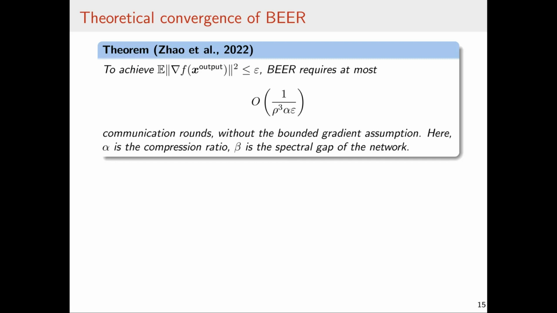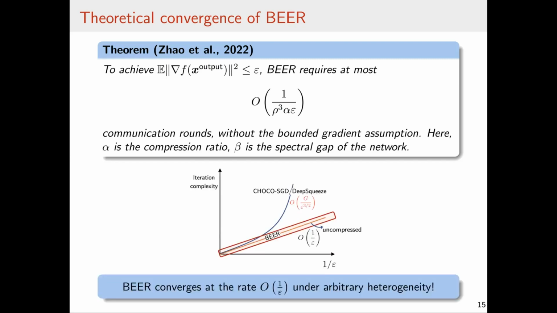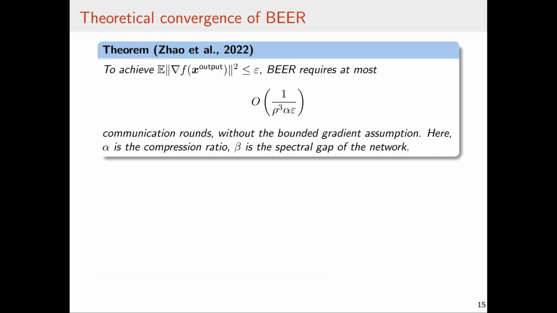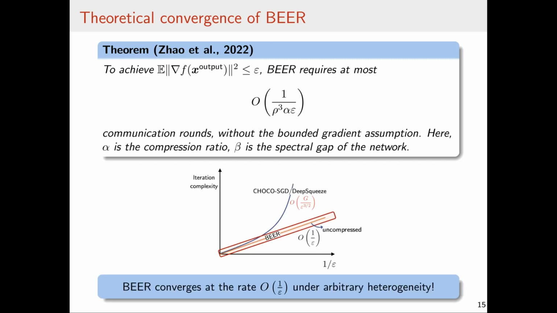So basically, the closer beta is to 0, the more poorly connected the network is, and again, the more iteration rounds you need in order to converge to a quality solution. Now, if we assume both rho and alpha are constants, then we can claim the convergence rate of this BEER algorithm is on the order of 1 over epsilon, which matches the convergence rate of the uncompressed algorithm and doesn't require any sort of bounded gradient or dissimilarity assumptions.